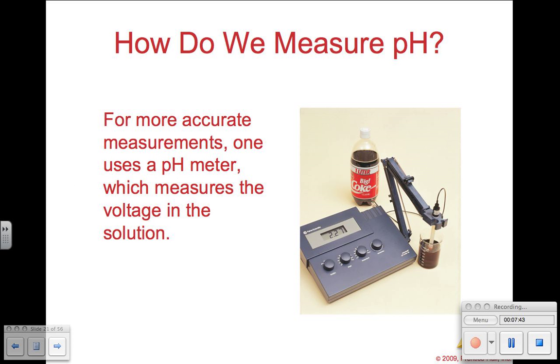Another way that we can measure pH is using pH meters, which we also used in the lab on Tuesday. It's often more accurate, as long as the pH meters are calibrated. It's usually a pretty accurate way of measuring pH.